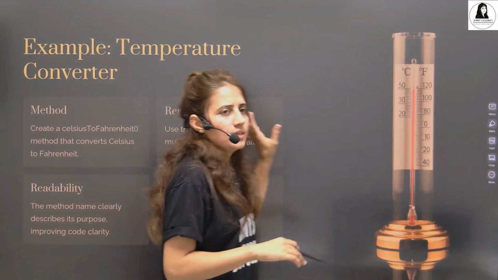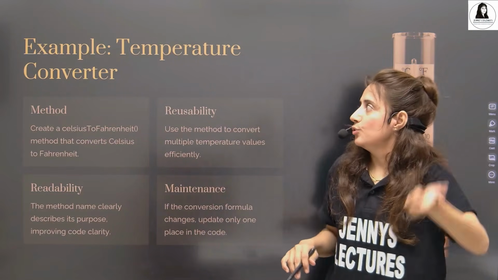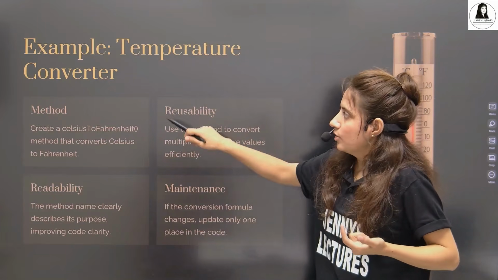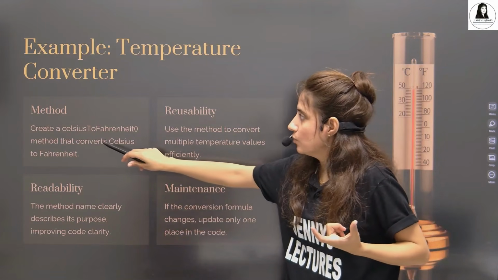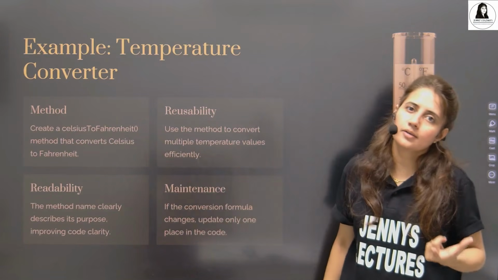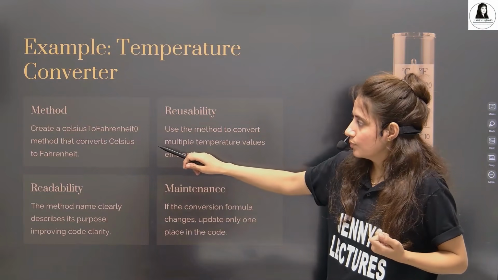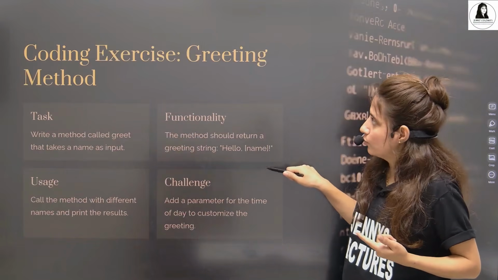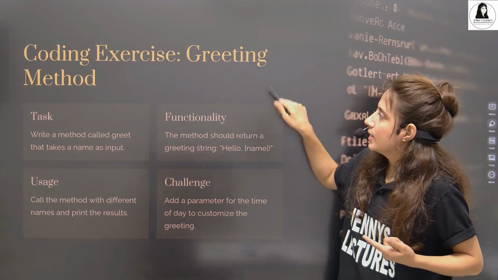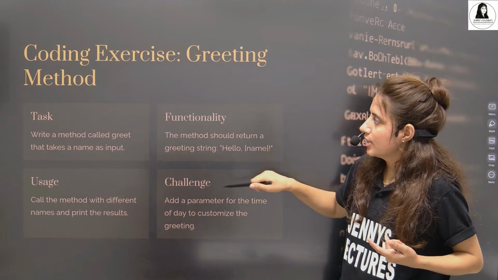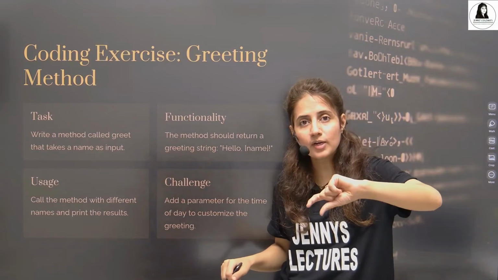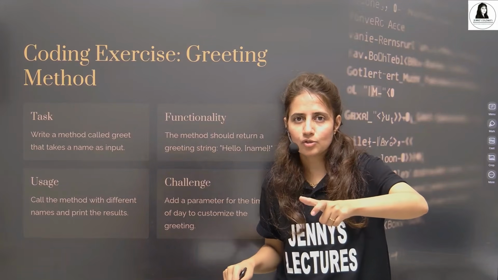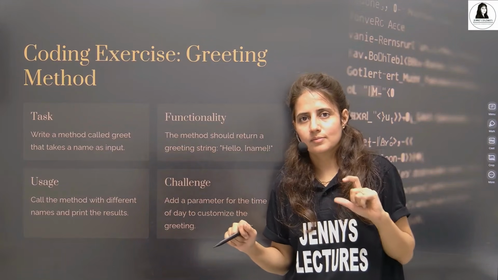Now, these are some examples or exercises for you. Temperature converter. You have to write down a method which will convert Celsius to Fahrenheit. This you need to do. So just read out this. We have discussed many things, so these are coding exercises for you. Or a greeting method. Just write down a method greet. It will take input as a name like Jenny. So it will say, hi Jenny.